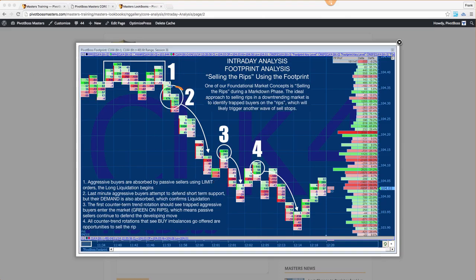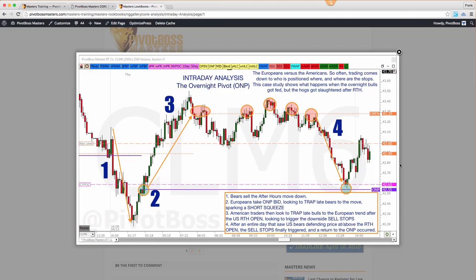So this is really the major point right here that confirms the sell-off. This starts the long liquidation. This triggers the confirmation of the long liquidation, and then all rotations with buy imbalances are then opportunities to fade. Okay, so I wanted to make this important point right now.